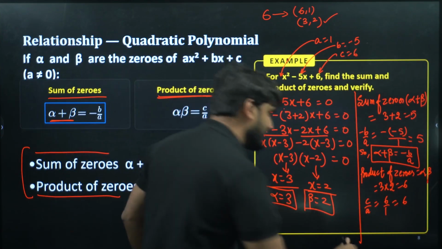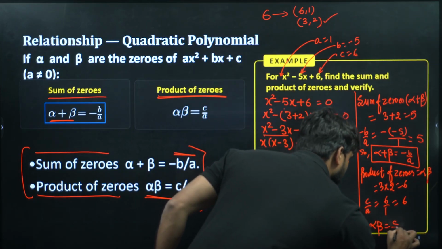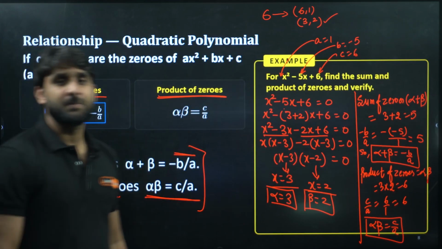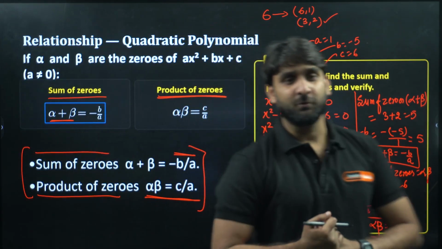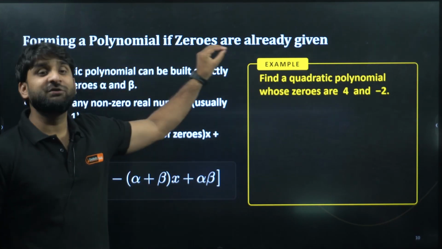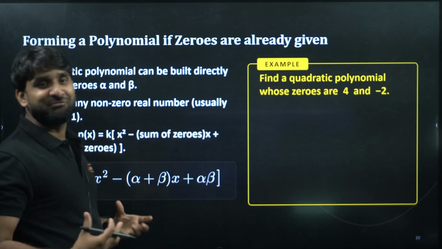Hence proved that alpha into beta is equal to c by a. Hence verified. I hope this is clear to you all. So this is the beauty of quadratic polynomial. Moving ahead. Now forming a polynomial if zeros are already given to you. So this is a very interesting formula, I would say.